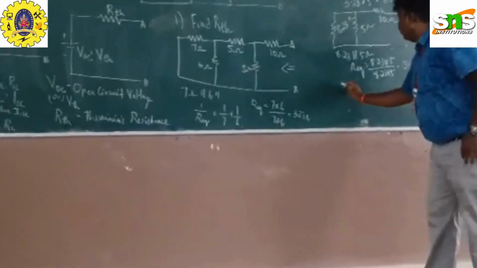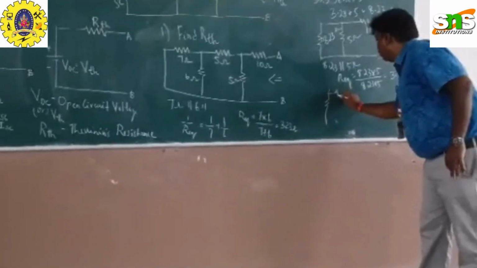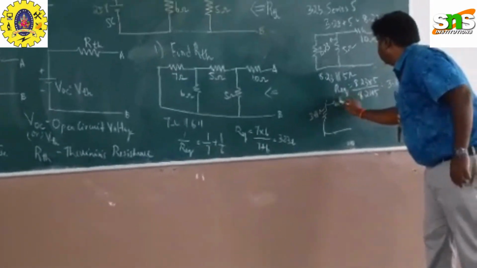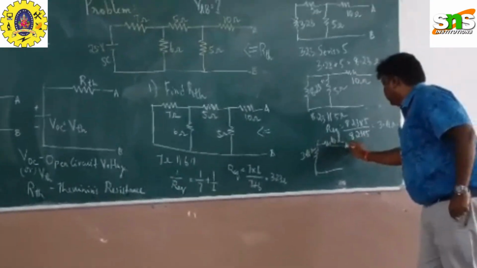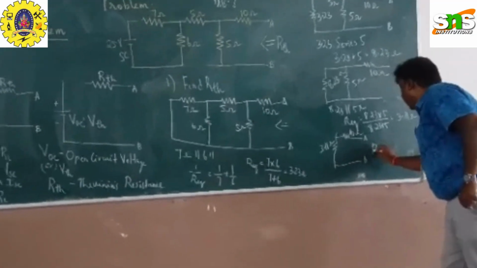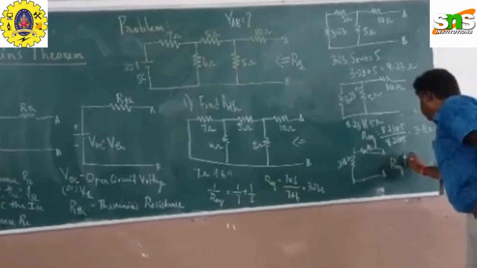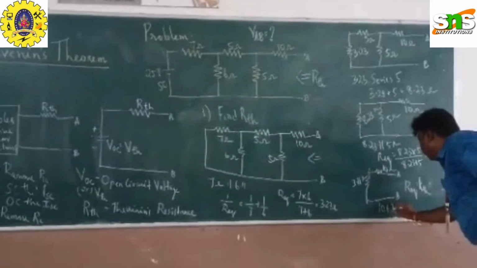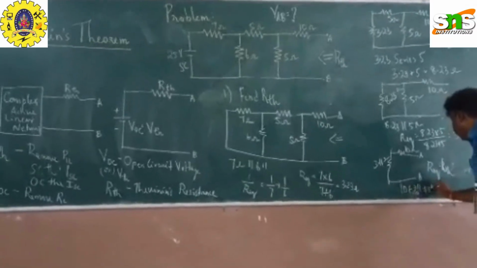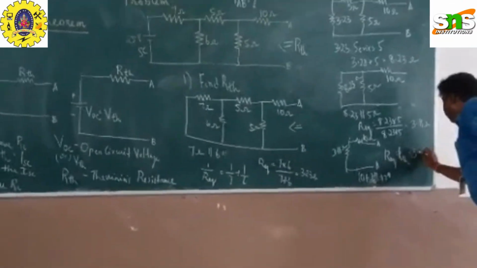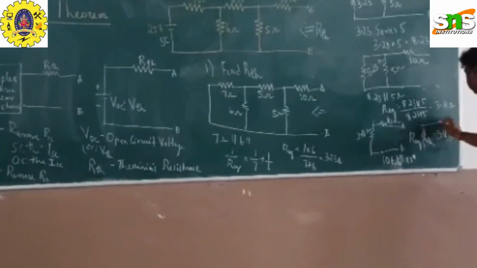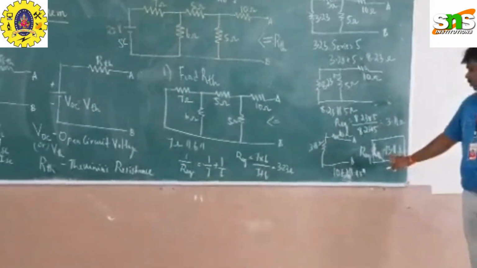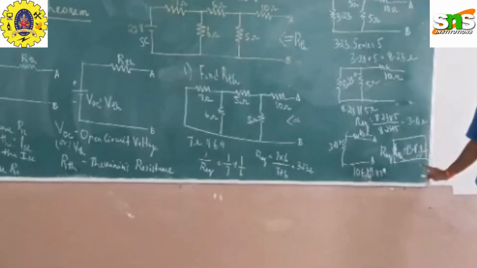Okay. So finally, last step is 3.11 ohms and 10 ohms. How are they connected? Series. So what's the answer? R equivalent, that is RTH, is equal to 10 plus 3.11, 13.11 ohms. So this is equal to RTH. We have finished the first step, that is RTH is equal to 13.11 ohms.